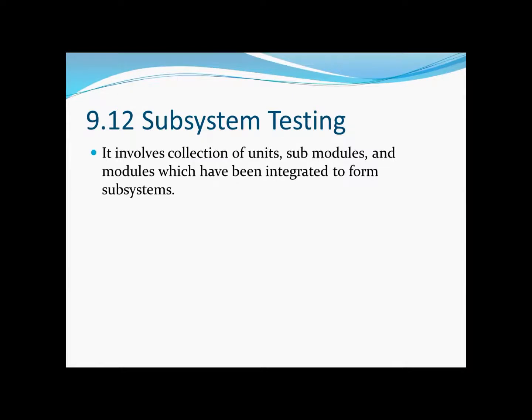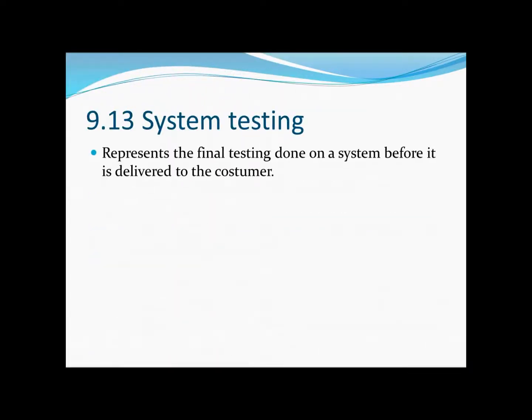Subsystem testing involves a collection of units, submodules, and modules which have been integrated to form a subsystem. It is also called integration of interface testing. System testing represents the final testing done on a system before it is delivered to the customer. There are two stages of system testing. First, functional testing, and second, user interface testing.